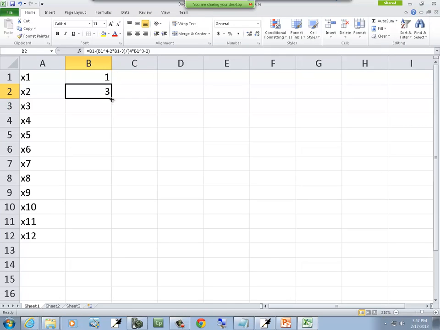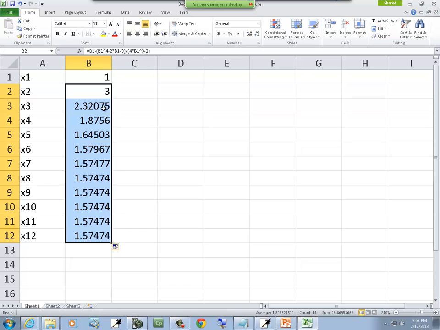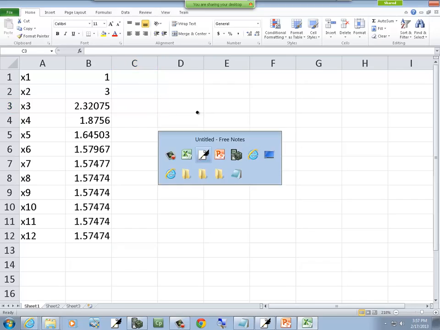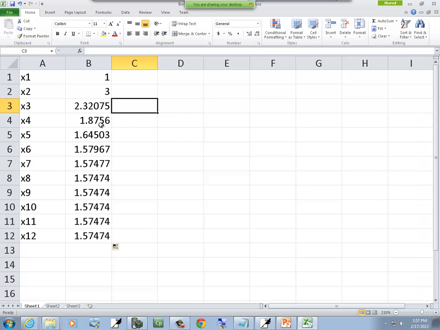And now I'll fill this down. And when it fills it down, it always refers to the one right above it. Like this one here, you see it says B1. This one says B2. This one says B3. So it's working its way down. Let's see if that one was right. 2.32075. Yeah, it was.